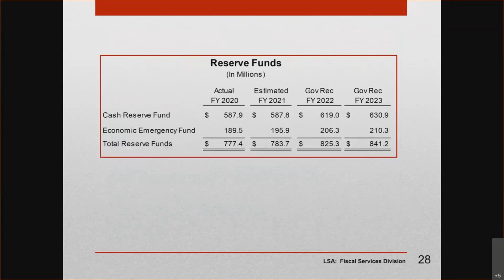The governor's reserve funds: her fiscal 22 reserve fund balance between both the cash reserve and economic emergency fund totals $825.3 million, and that grows to $841.2 million in fiscal 23. And both those funds would be at the statutory maximum.